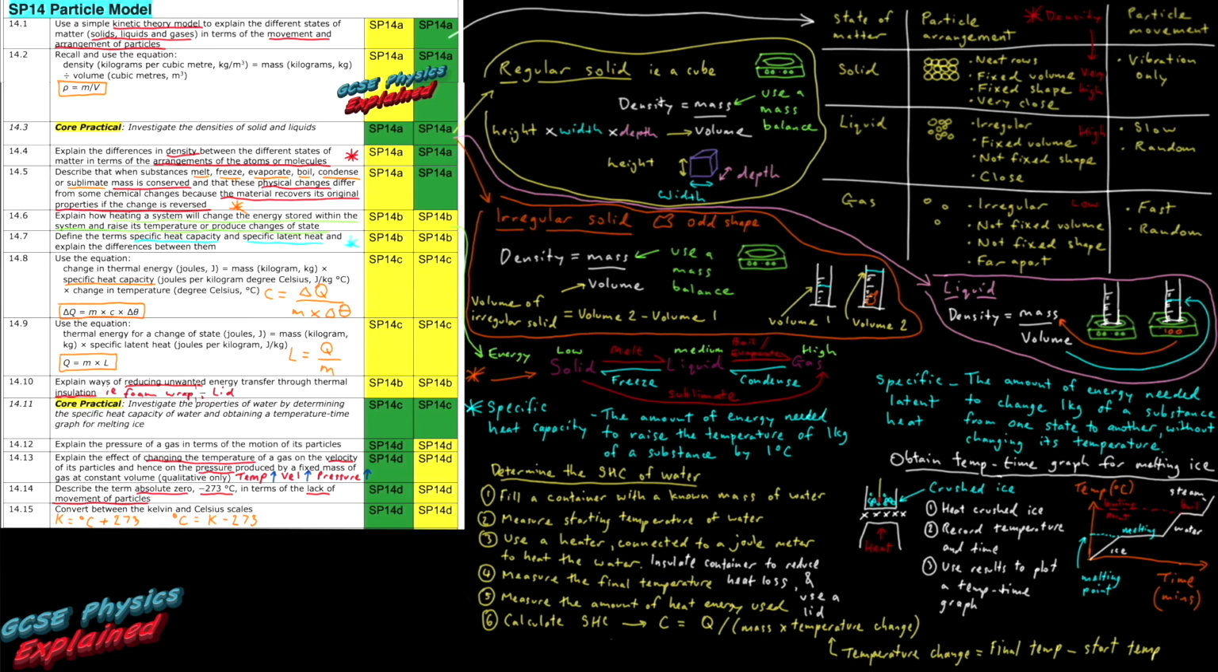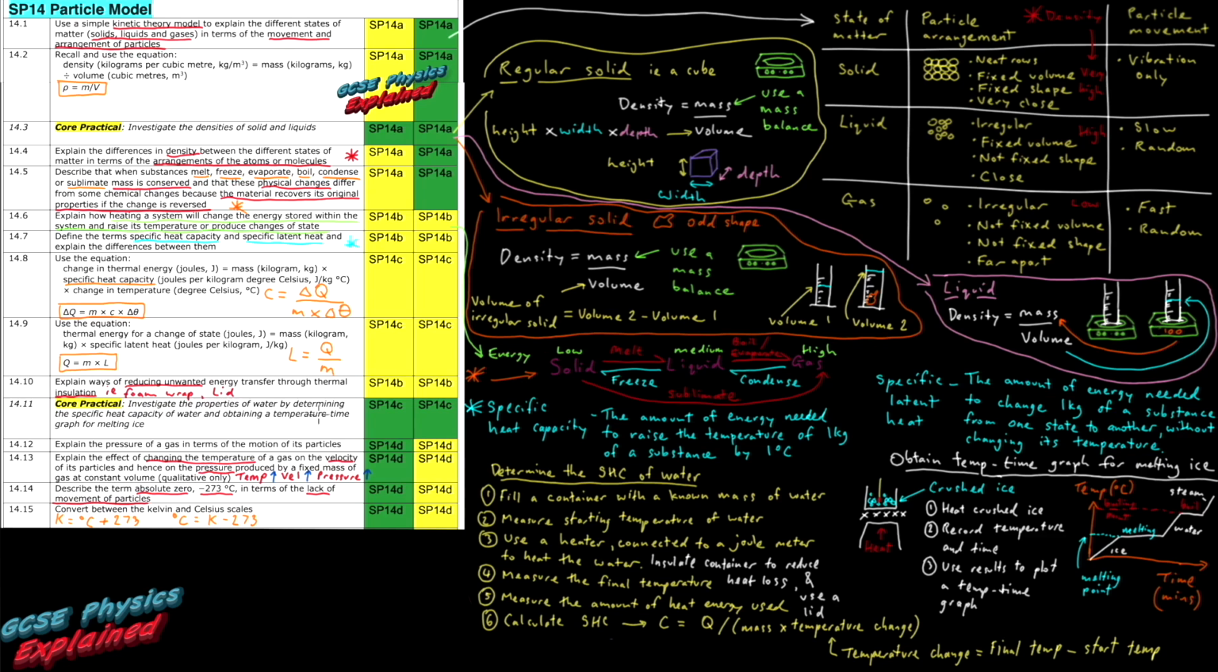Explain ways of reducing unwanted energy transfer through thermal insulation. In other words, wrap something up in foam or put a lid on it if you don't want to waste thermal energy from that thing. 1 mark for each of those things.